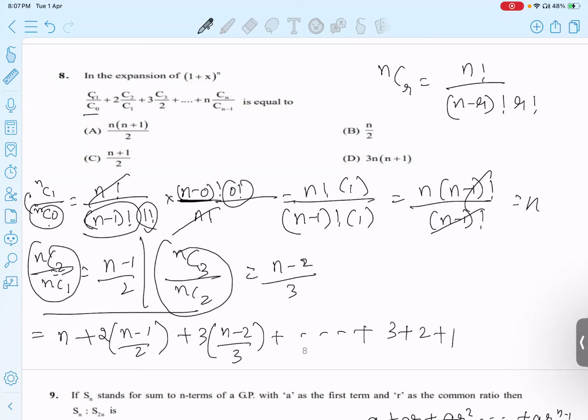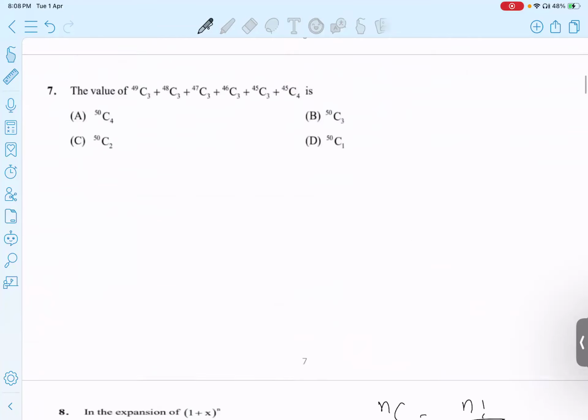3, 2, 1. So we can easily say it is a sum of first n natural numbers in reverse order. Instead of 1 plus 2 plus 3 up to n, here we are getting n plus n minus 1, reducing by 1, descending order. So we know that it is n into n plus 1 by 2. So option A is the right answer. Okay, so moving to the next one.